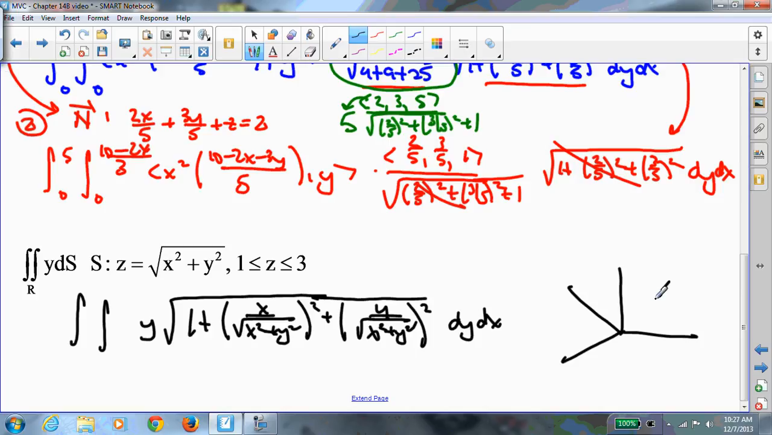Now graphing this is a cone, and I'm interested in the surface of the cone between z equals 1 and z equals 3. So if I project that onto the xy plane, I generate two circles, one circle of radius 1, the other one of radius 3, and I'm interested in the surface area between those two. So I need to project it onto those two circles.